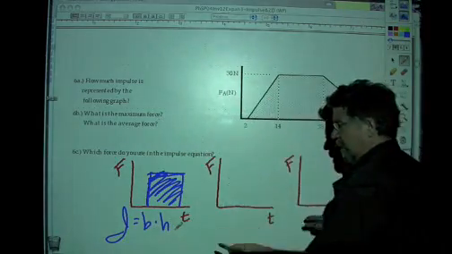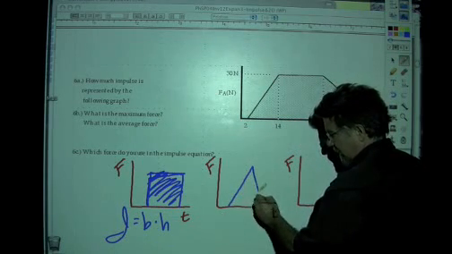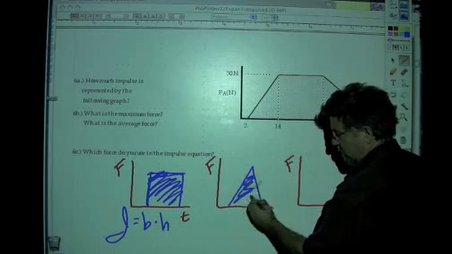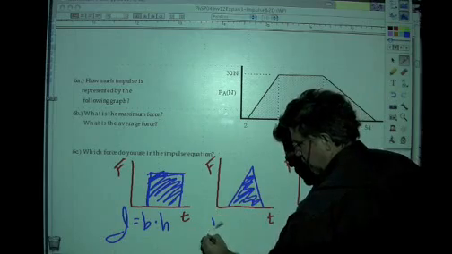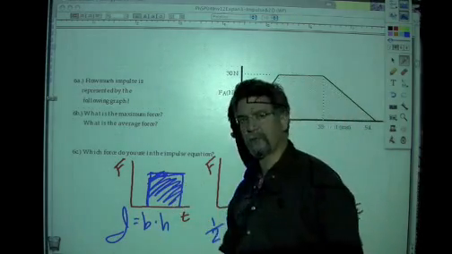The other one, if you're going to complicate this some more, be a little more realistic, it's going to come down like that, and there's your impulse, the area under that triangle. And as we know, the area of a triangle is 1/2 base times height. Just cut this thing in half, we have a triangle.